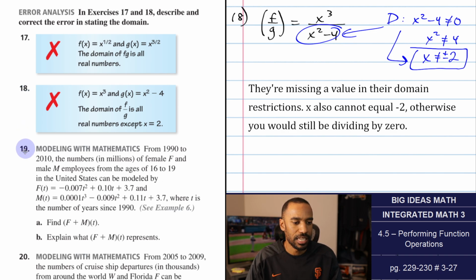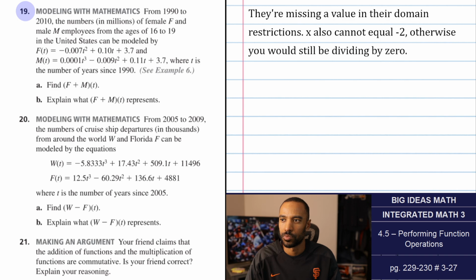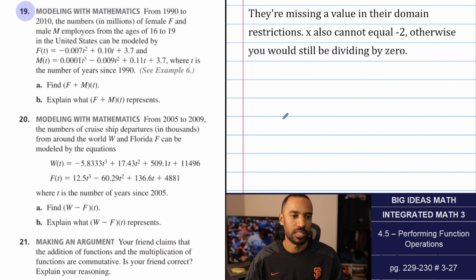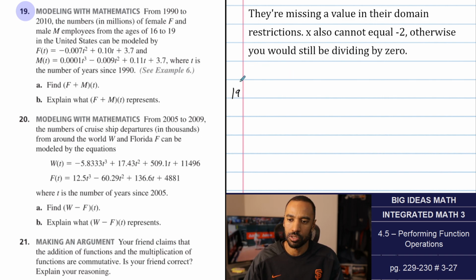Okay, numbers 19 through 20. 19 and 20 are modeling with mathematics. 19 through 27 are what remain. 27? Yeah, 27. Number 19. From 1990 to 2010, the numbers in millions of female F and male M employees from the ages of 16 and 19 in the United States can be modeled by this and that, where T is the number of years since 1990. Okay, so let's copy those two down. We have F of T. This is number of employees. Negative 0.007 t squared plus.